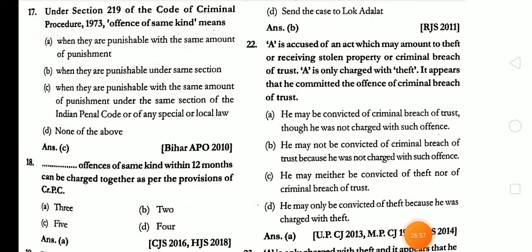Next question, A is accused of an act which may amount to theft or receiving stolen property or criminal breach of trust. A is only charged with theft. It appears that he committed the offence of criminal breach of trust. Answer will be, he may be convicted of criminal breach of trust though he was not charged with the offence, and this is provided under section 221 of CRPC.